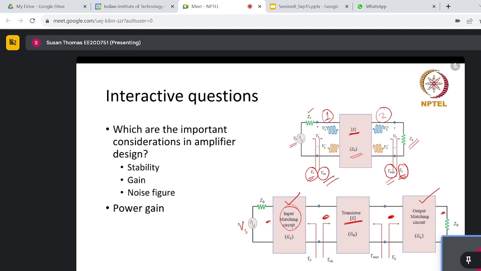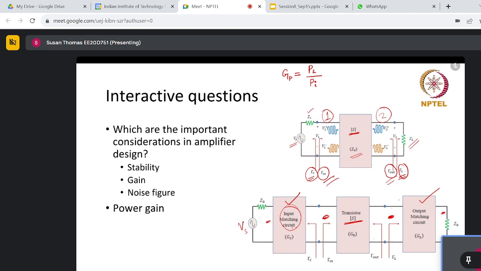Now let's talk about power gain. So what do you mean by power gain? These are some of the concepts discussed in the video lectures, so let's just take a brief of that. The ratio of power delivered to the load to the input power is called the power gain. This is a very simple definition of a power gain.